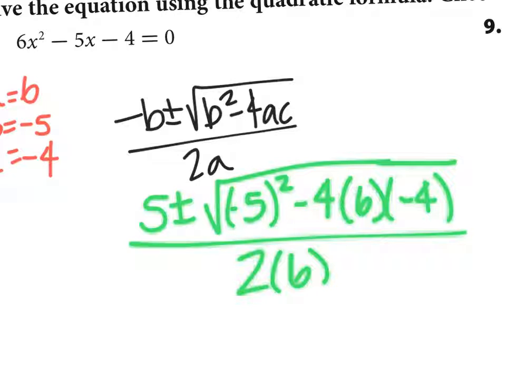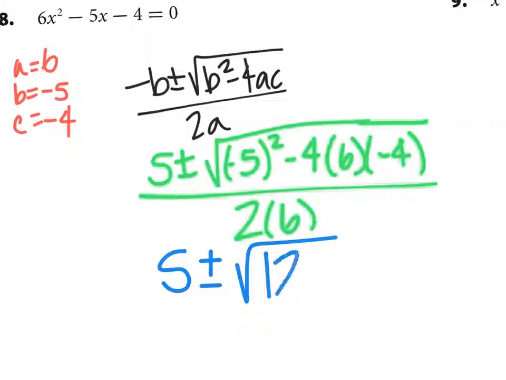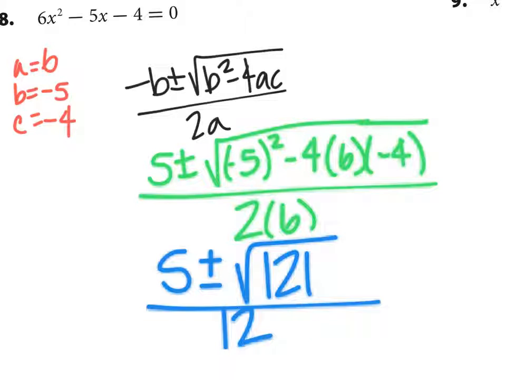So now that I have everything in the right place, I need to take care of, first of all, what's underneath the radical. What's underneath the radical is called what? The discriminant. So I need to figure out what that is. So what is negative 5 squared minus 4 times 6 times negative 4? It is 121. So I now have 5 plus or minus the square root of 121 over 2 times 6, which is 12.